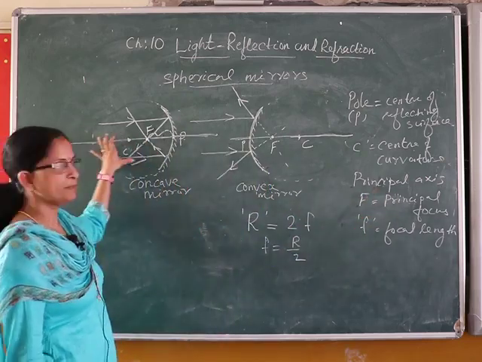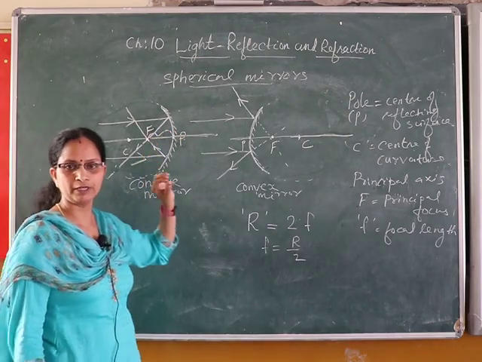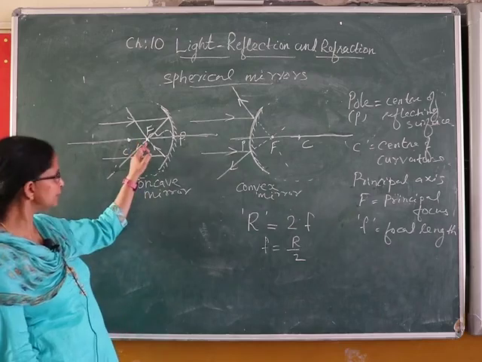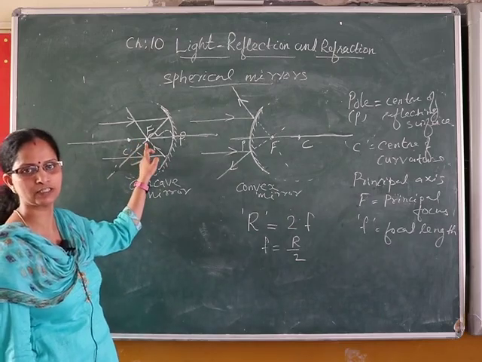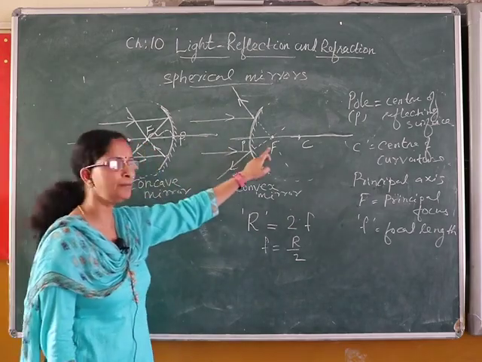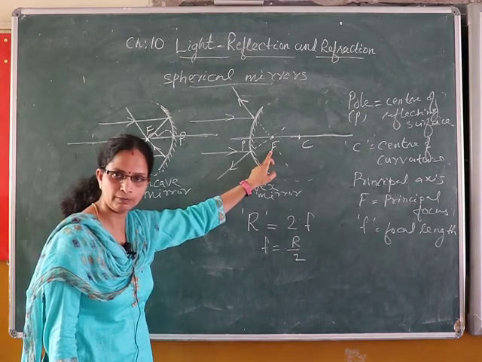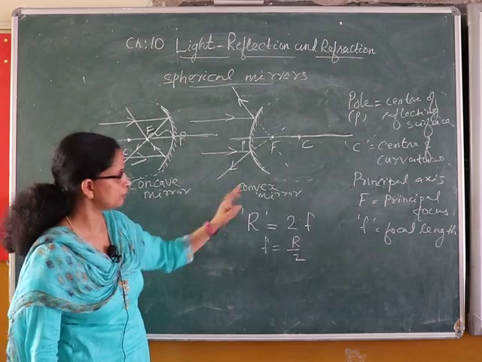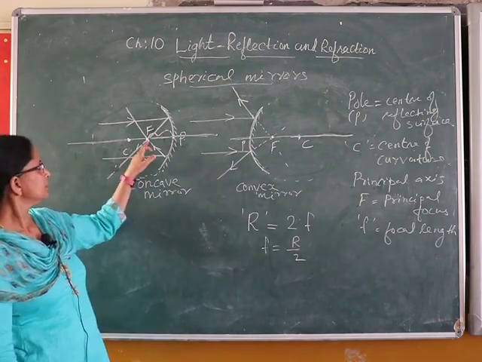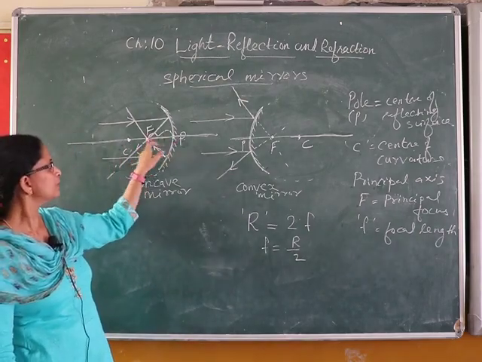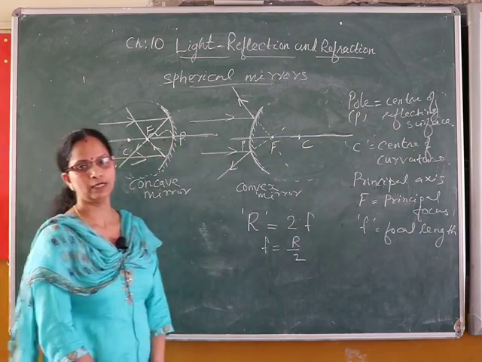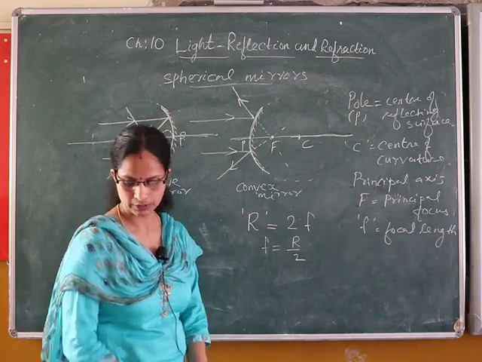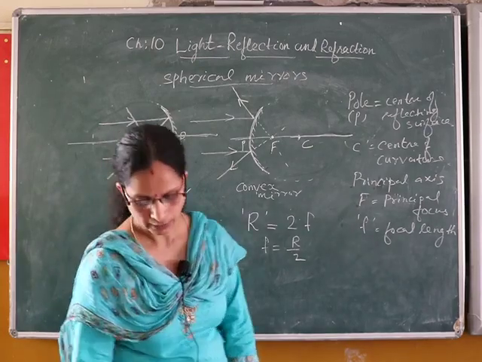When a parallel beam of light strikes the mirror, in the case of a concave mirror, after reflection it meets at the point that is known as the principal focus, whereas it appears to meet at a point on the principal axis, that is the principal focus, for a convex mirror. And the distance between the pole and the principal focus is known as the focal length. So these are the terms related to spherical mirrors.